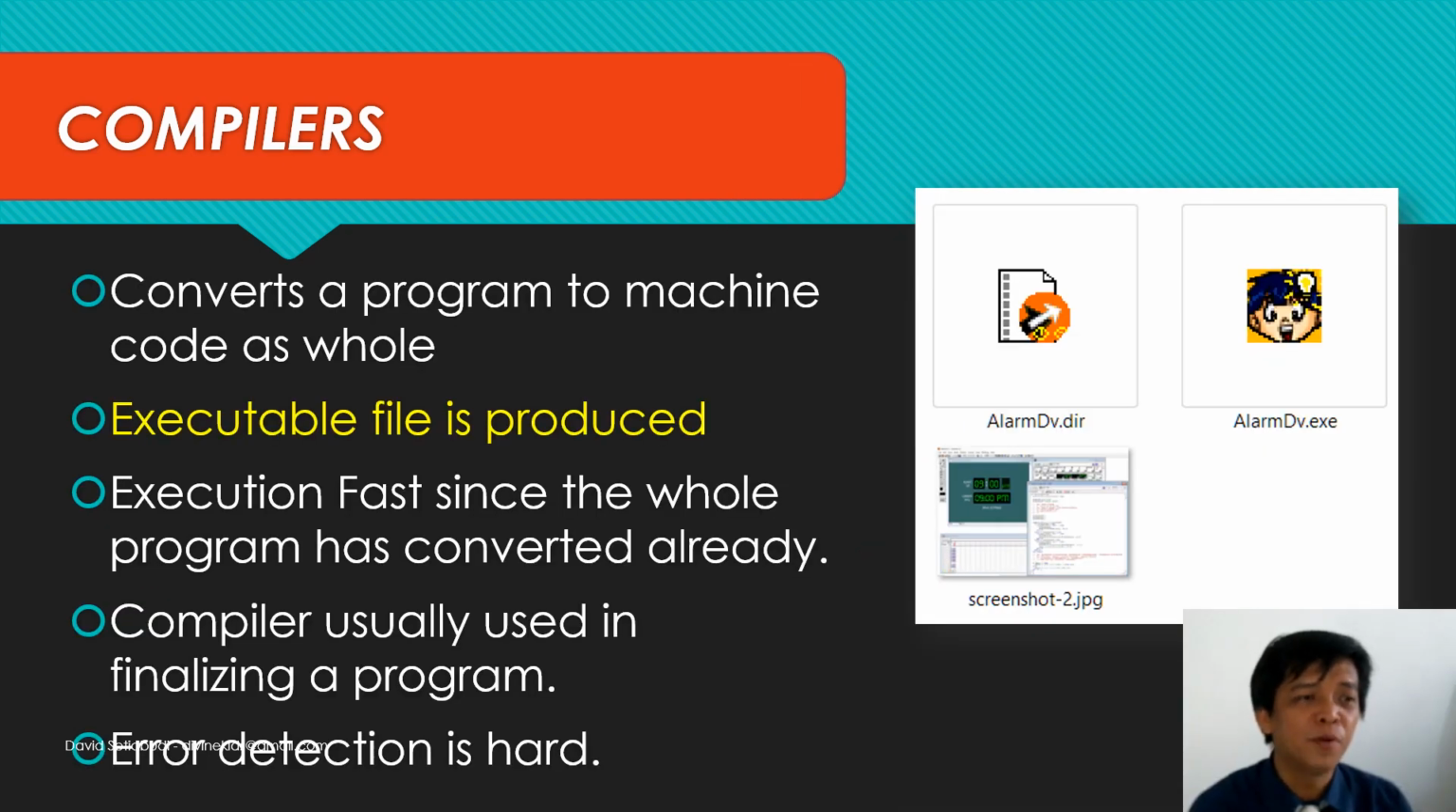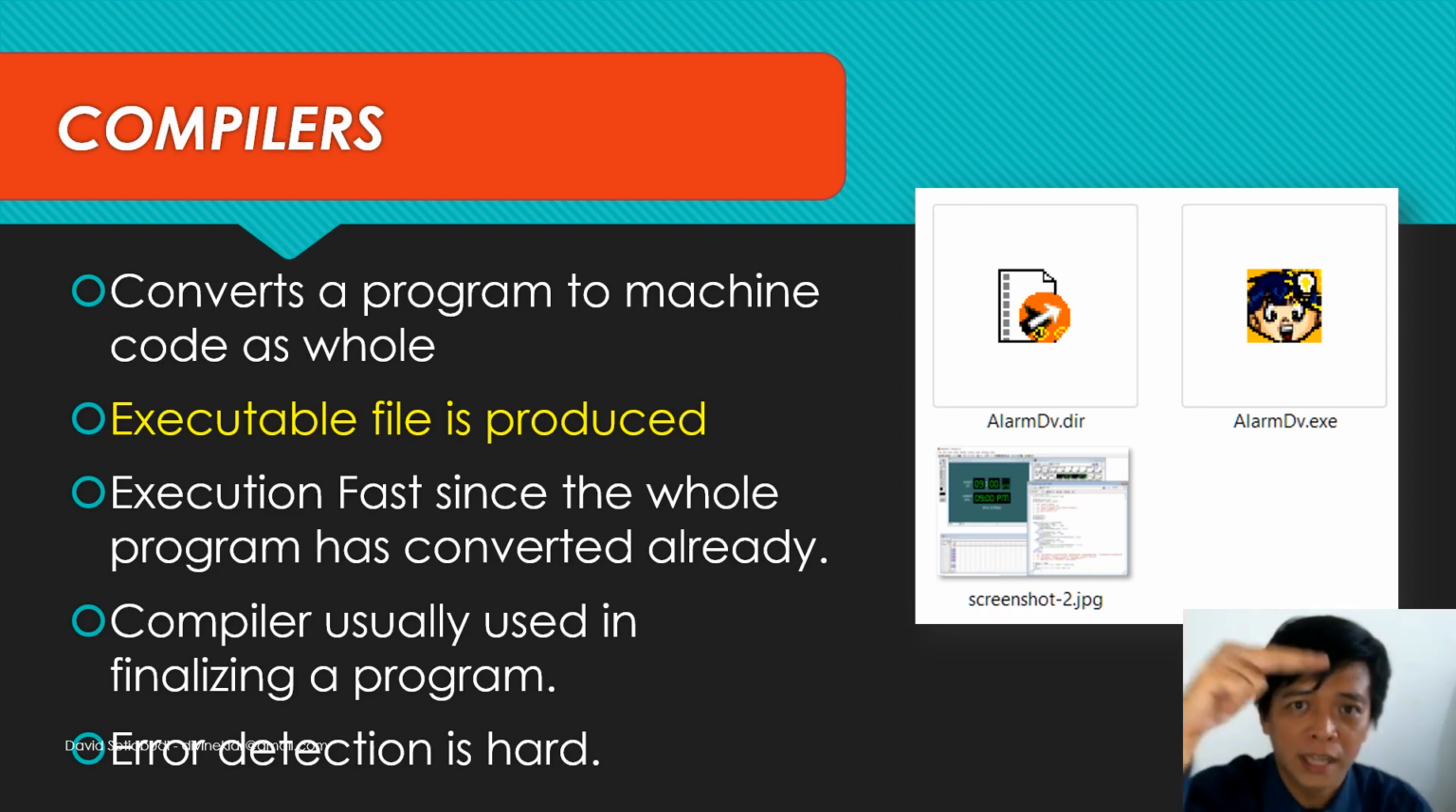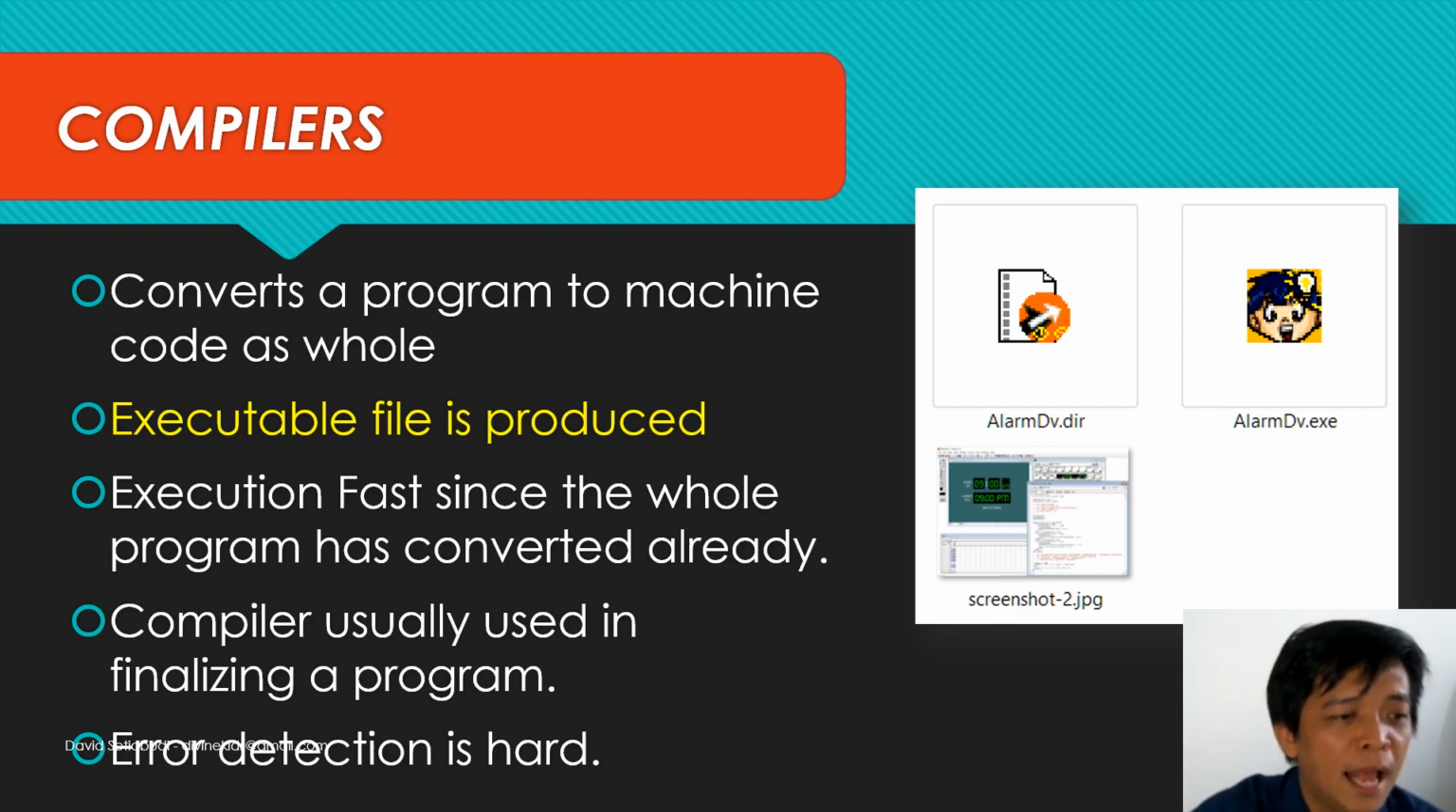Now, let's make a summary for this compiler. What do compilers do? The first one is convert a program. An interpreter converts a statement, not a program, a statement, and then executes it to do something, and then it goes to the second statement, does something, and goes to the third statement. But a compiler converts the whole program into machine code as a whole.